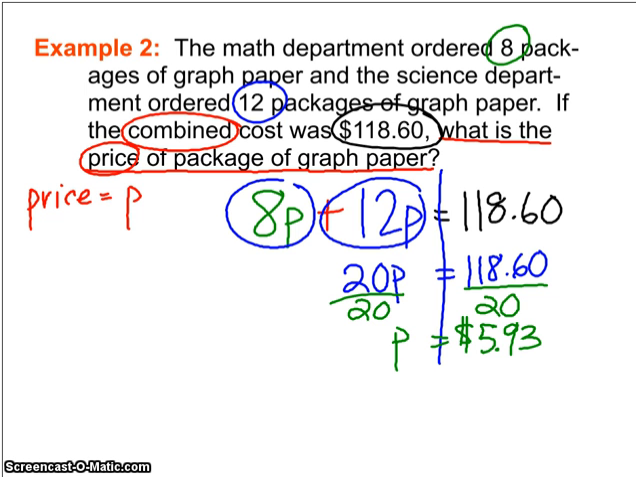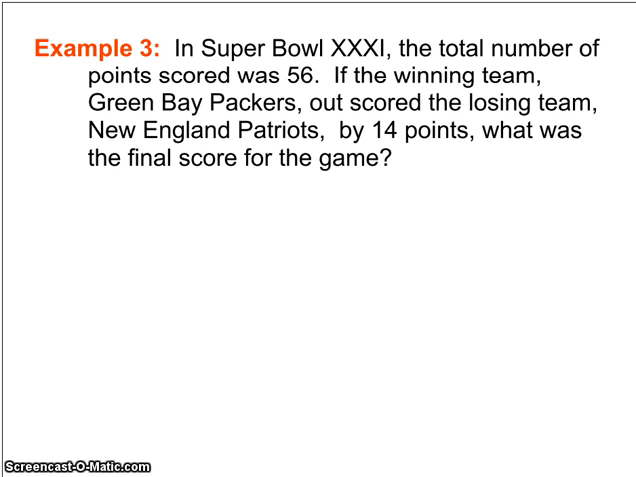Remember, what does P represent? The price. And what are our units? Dollars.